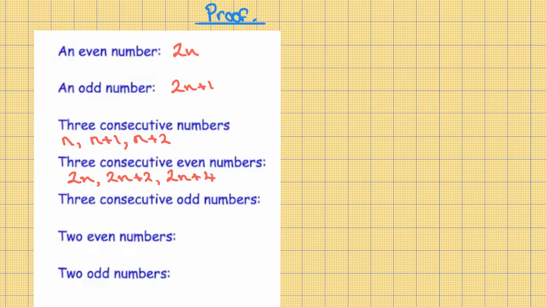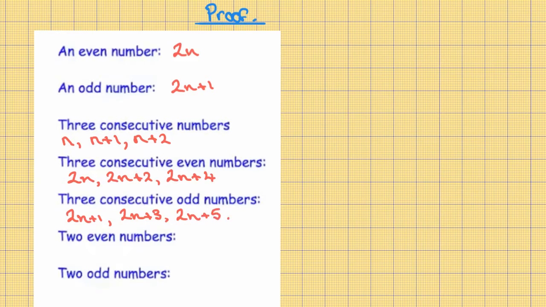Three consecutive odd numbers. Well, the first one is 2n plus 1. To get the next odd number we need to add 2, so it would be 2n plus 3. Adding another 2, the next one would be 2n plus 5.